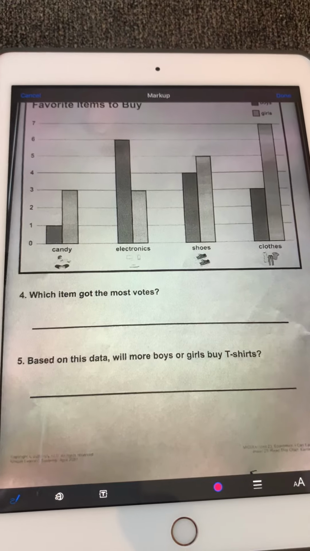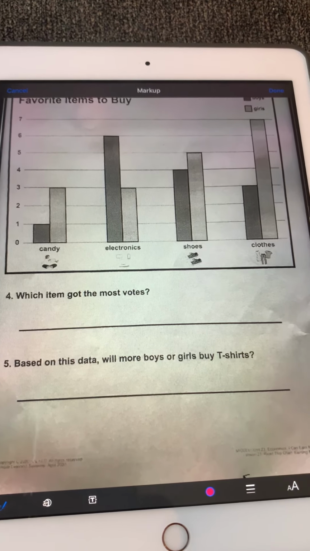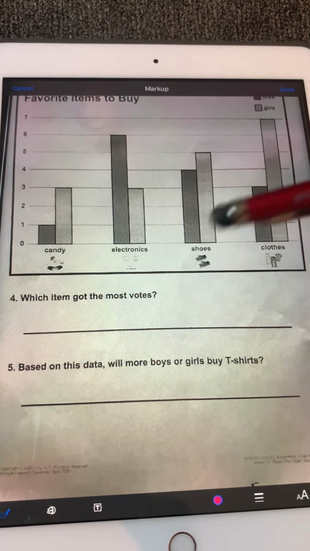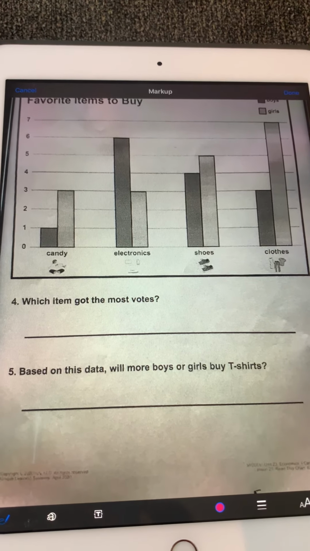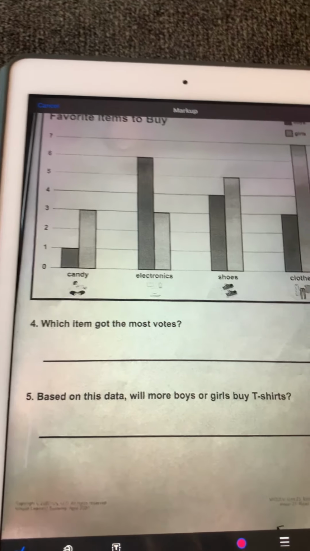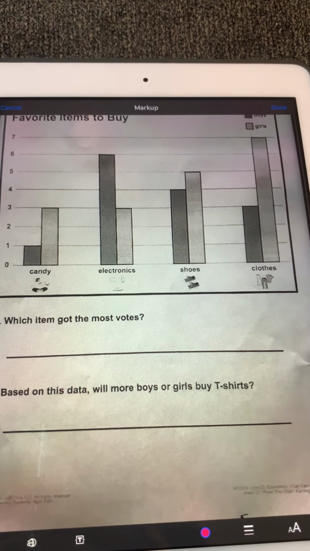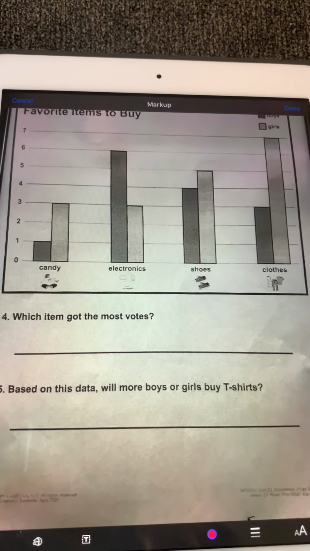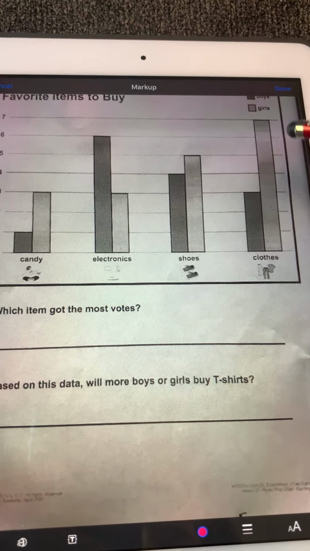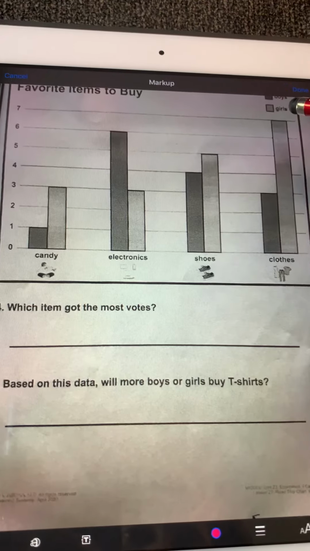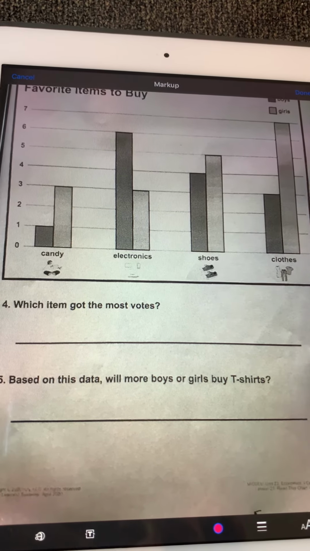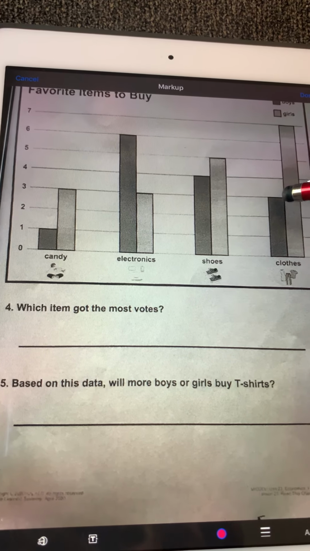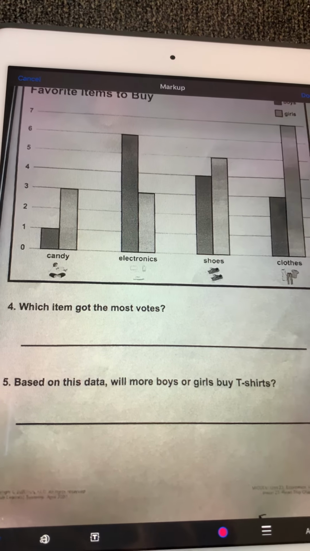Okay, still the same graph, just 2 more questions. And then number 4 asks, which item got the most votes? So we're going to have to do a little bit of counting. Which one is the tallest? It's going to be our clothes with the girls. And the girls got a total of 7. But then we have to add on what the boys got, and they got 3.